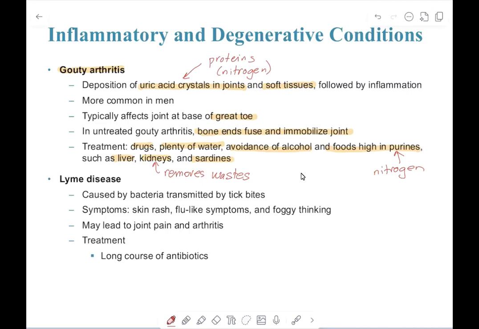The last homeostatic disorder is Lyme disease. Lyme disease is also an autoimmune disorder. It could be caused by a tick, so a bacteria transmitted by a tick bite. Hopefully they catch it right away and can treat it with a long course of antibiotics. But unfortunately, when it does linger, it can attack even the nervous system. Symptoms initially are skin rash, flu-like symptoms, foggy thinking, but it may lead to joint pain and arthritis. And I've seen it just cripple people.